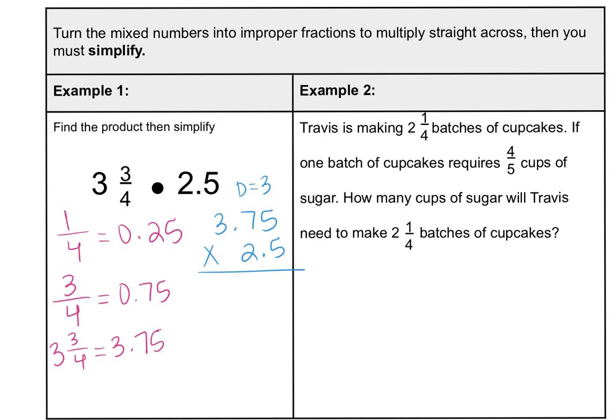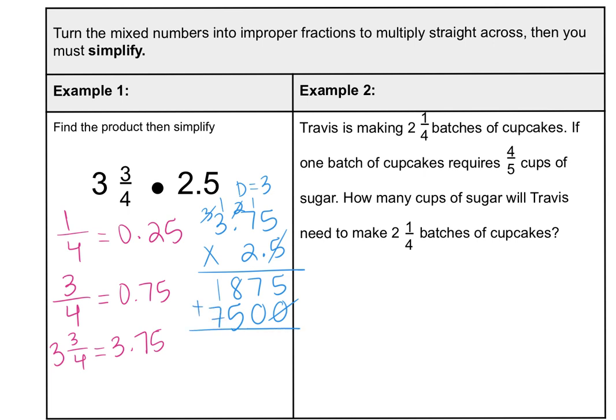So I'm going to do 5 times 5, which is 25. 5 times 7 is 35, plus 2 is 37. 5 times 3 is 15, plus 3 is 18. I'm done with the 5. I'm going to cross it off and add a placeholder. 2 times 5 is 10. 2 times 7 is 14, plus 1 is 15. 2 times 3 is 6, plus 1 is 7.